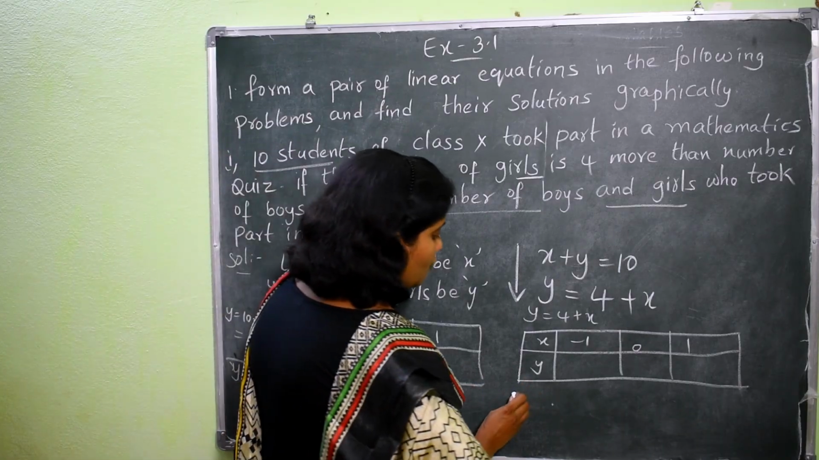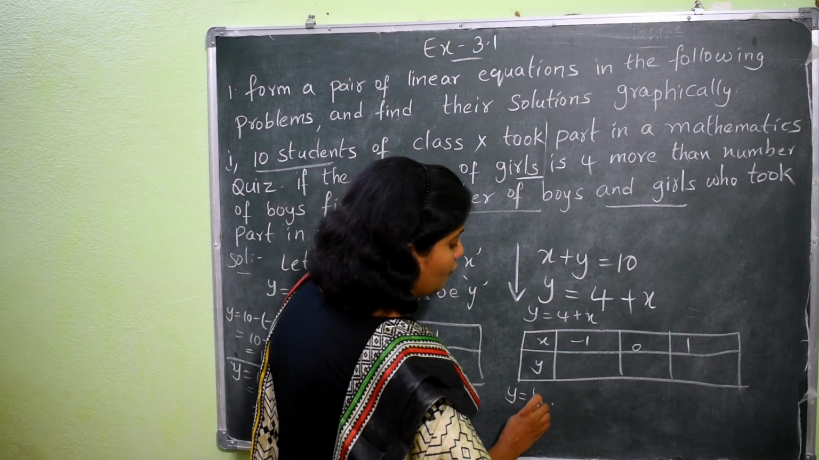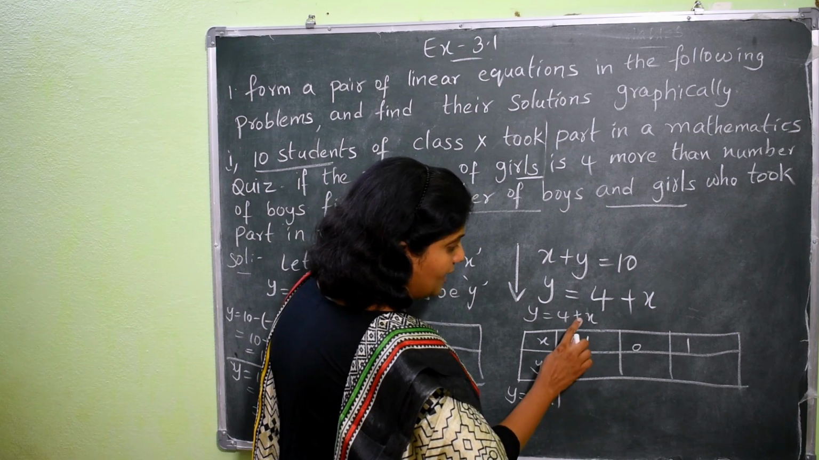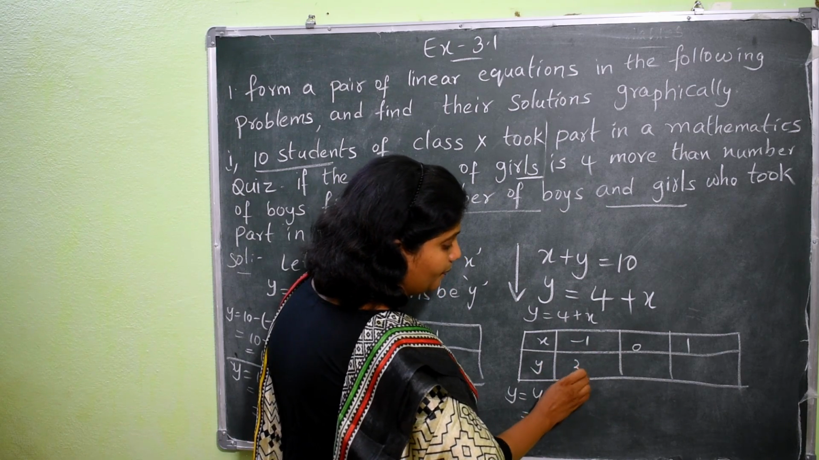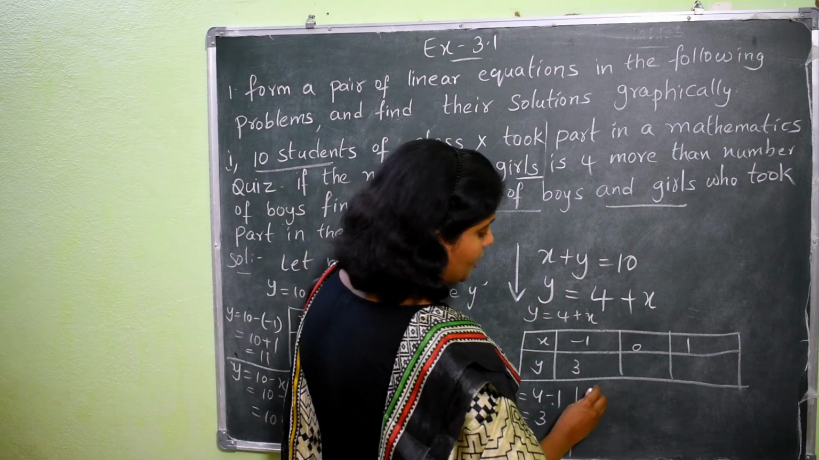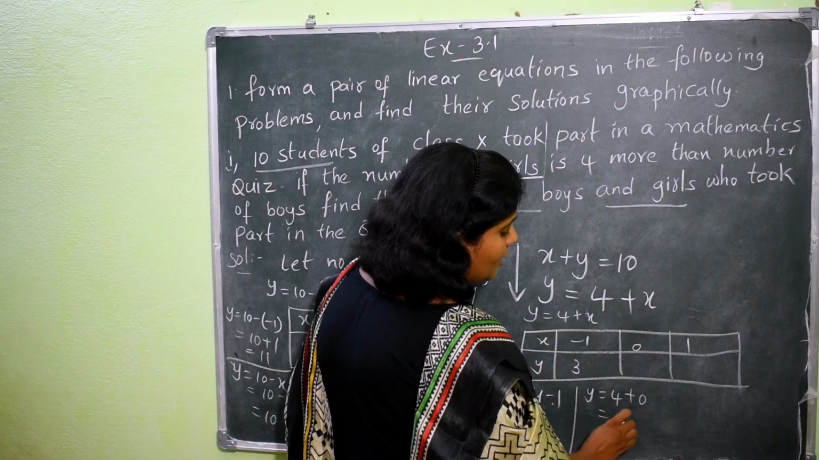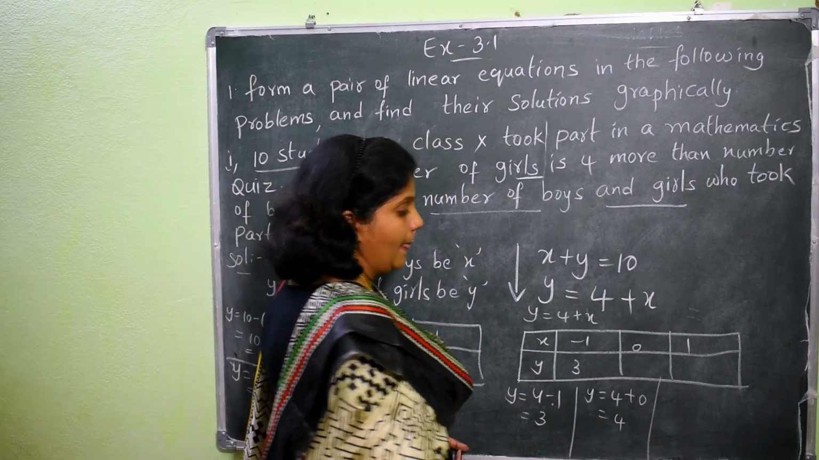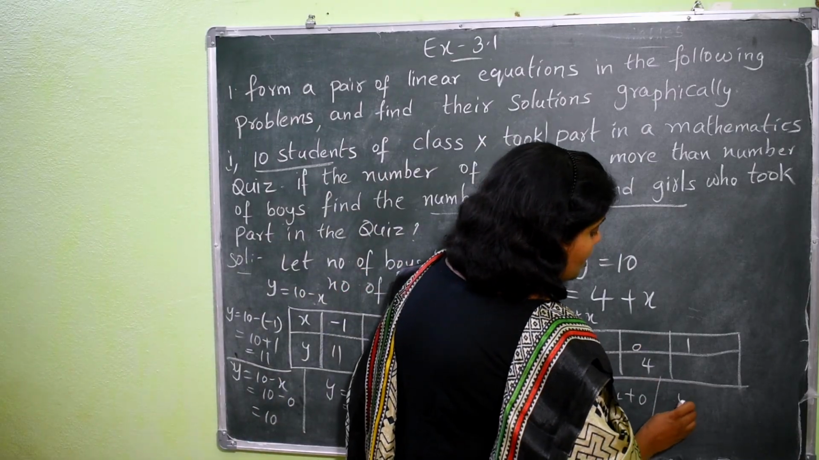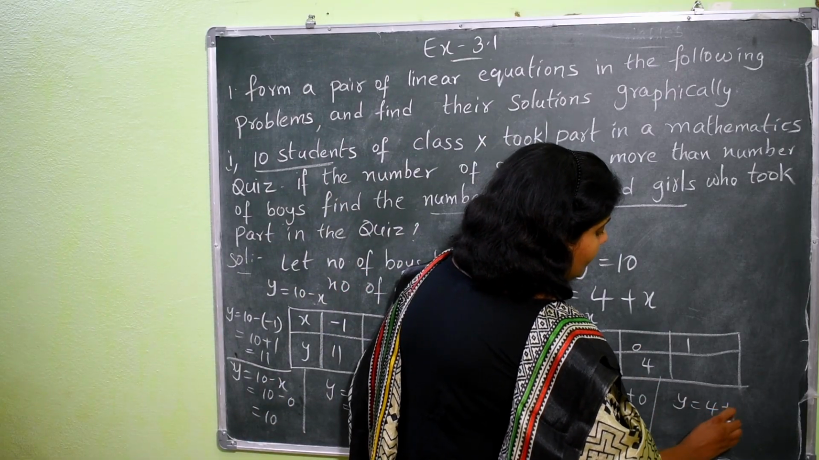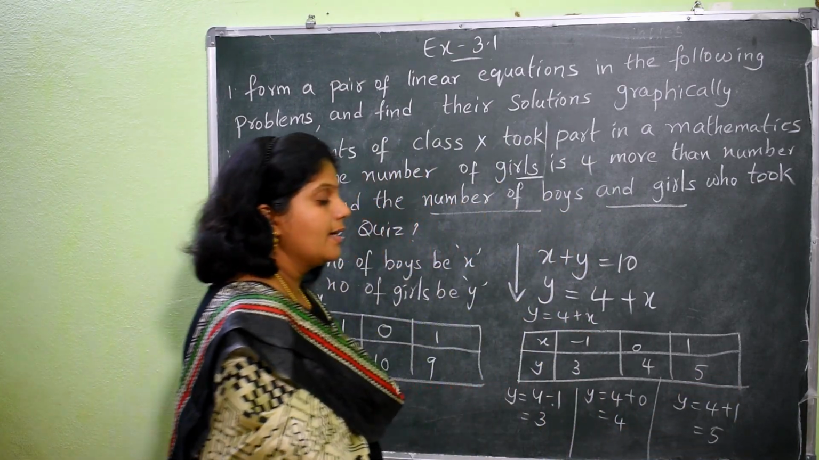Okay. So first, x value how much? Minus 1. So 4 minus 1, in the place of x I am keeping minus 1. So 4 minus 1 how much? 3. And x value 0, so y is equal to 4 plus 0. 4 plus 0 how much? 4. And y is equal to 4 plus x, so x value is how much? 1. 4 plus 1 how much? 5. 4 plus 1 is 5.